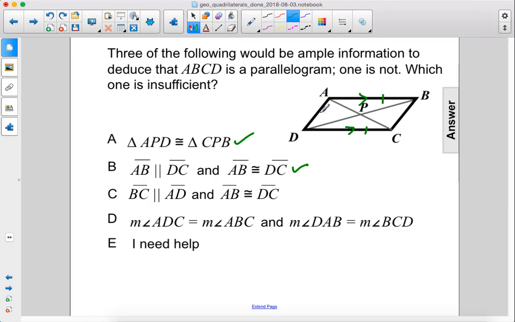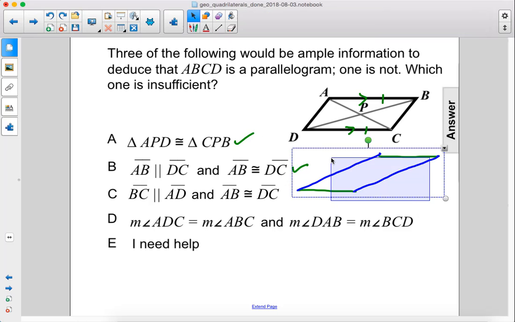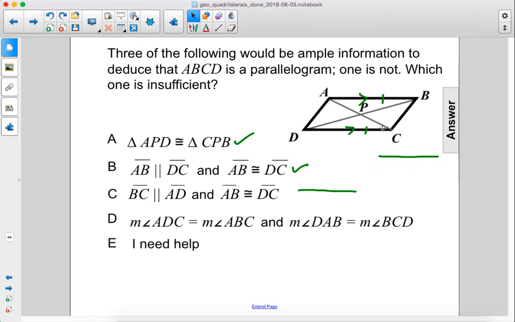So no matter what this looks like, if this was even more extreme, say the sides were like this, they were the same length and they're parallel, that would mean that the opposite sides are still parallel to each other and congruent. So yes, this is enough information. Let's move on to the next one. Delete the markings.